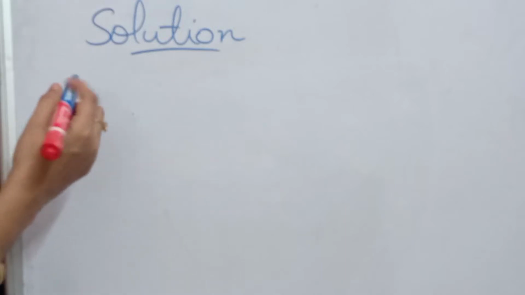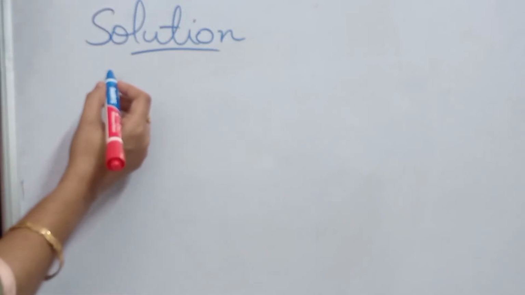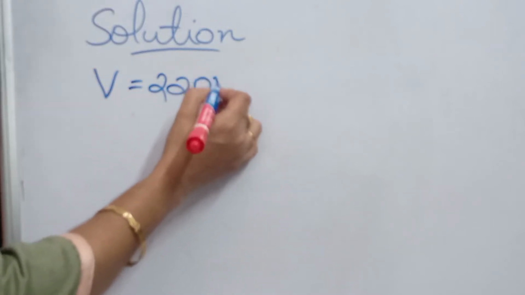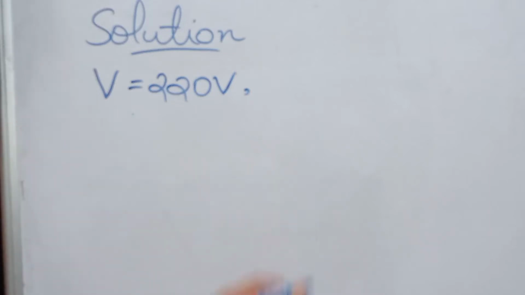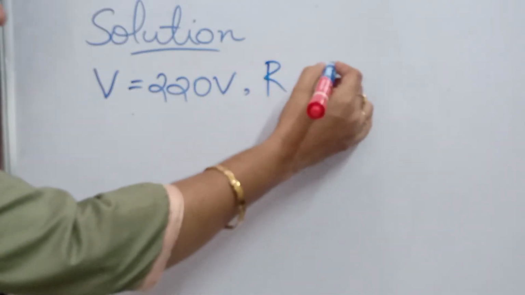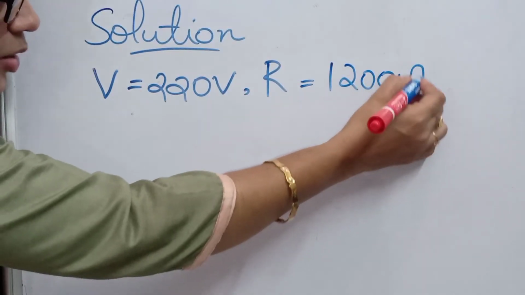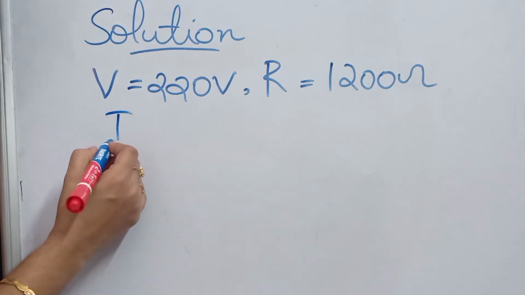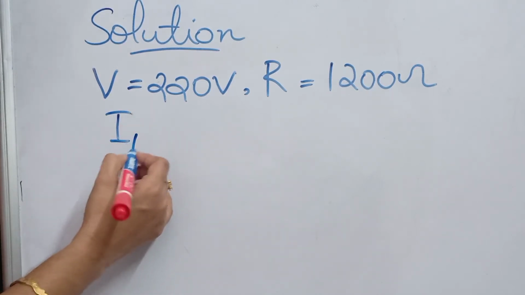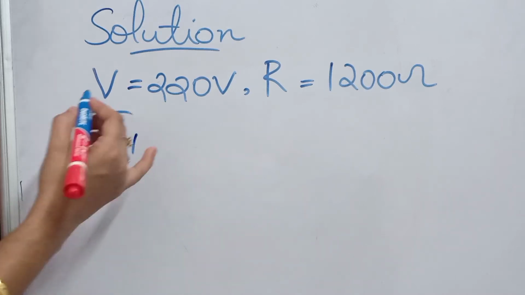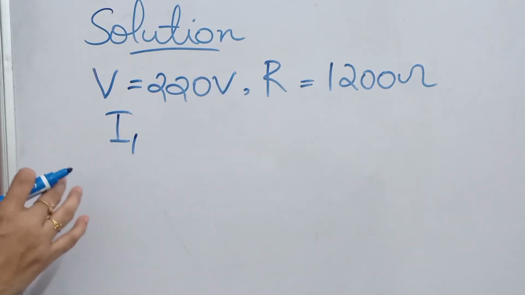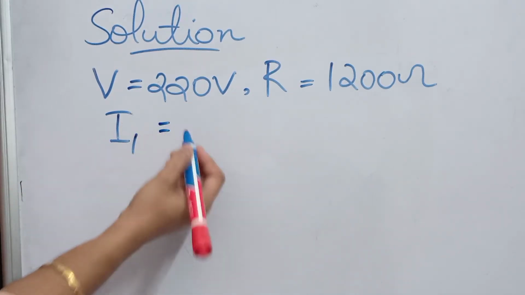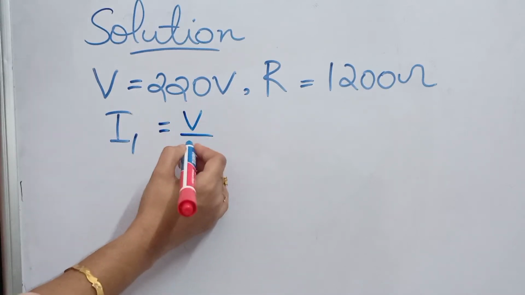Now we can answer the question. What are the given quantities here? First of all, we write down the given quantities. V is equal to 220 volt, that is the potential difference, and resistance is given as 1200 ohms. Now we have to calculate the current. Which equation can be used to calculate current by using V and R? We have I is equal to V by R, that is from Ohm's law. So we can write I1 is equal to V by R.